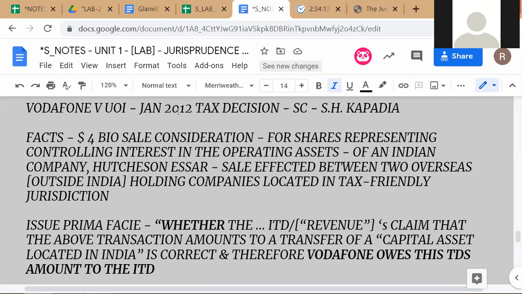Even Narayan Murthy criticized it. Many people criticized it. And he said that when the Supreme Court has given a decision and then you go and change the law to nullify the effect of the decision, it's not a good thing, which many people agree with. And this thing is still going on actually.